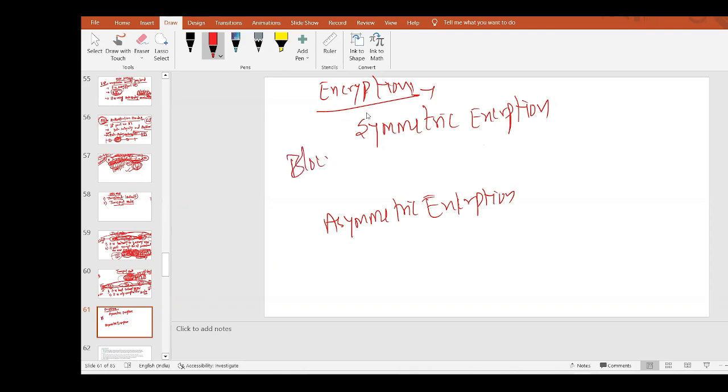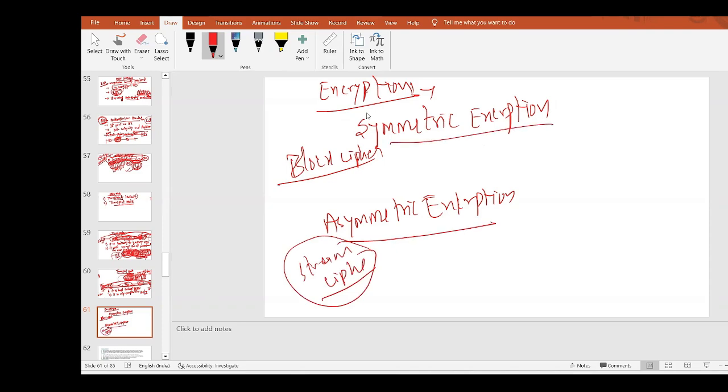What is block cipher? I will explain that. Block cipher, symmetric one. And this is called a stream cipher. Example is RC4, RSA. I will explain those things. So symmetric is what, guys?